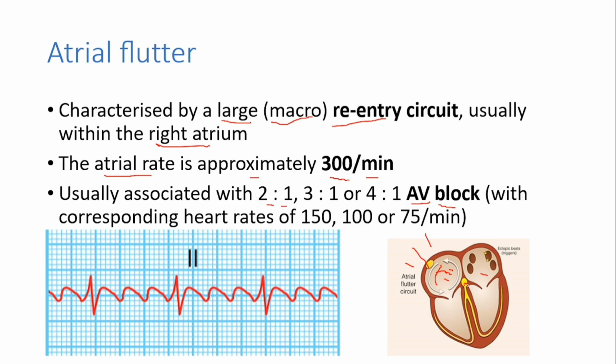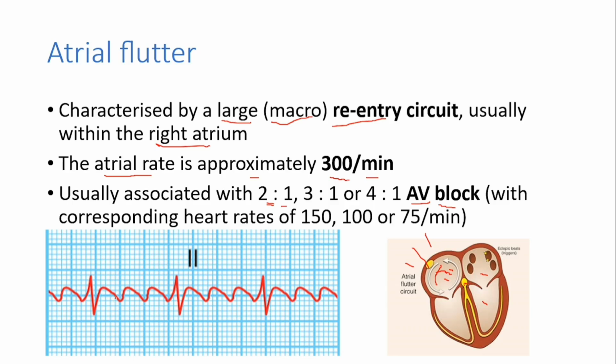In the AV node, the refractory period is also slow, so the AV node transmits only a few impulses from the atria. So here, out of two impulses of the atrial flutter, up to one will be transmitted into the ventricles.